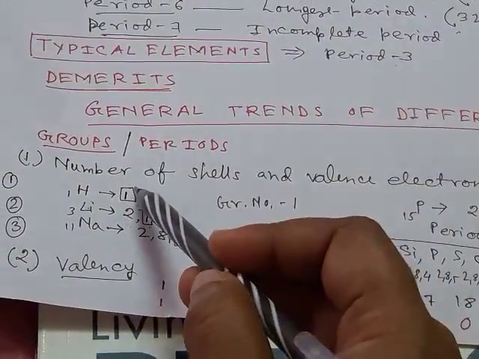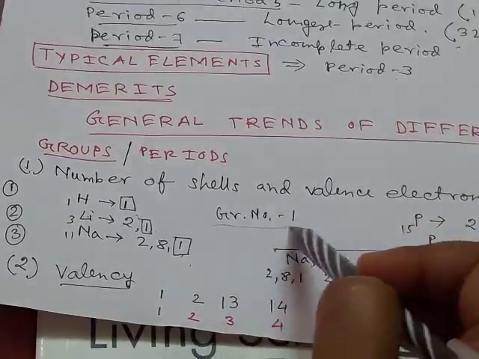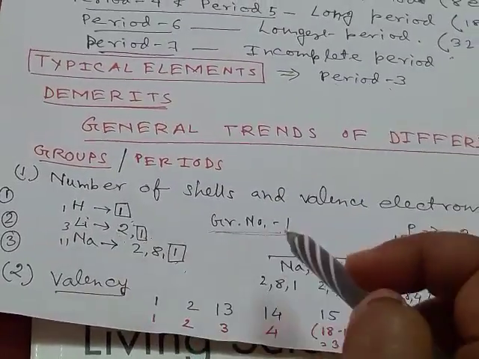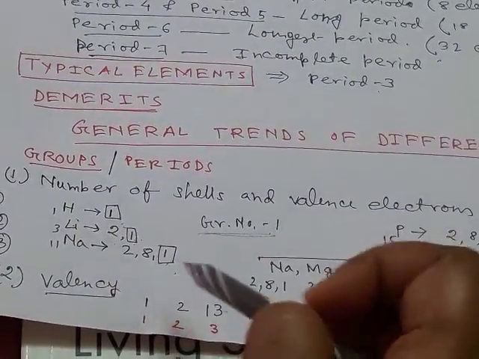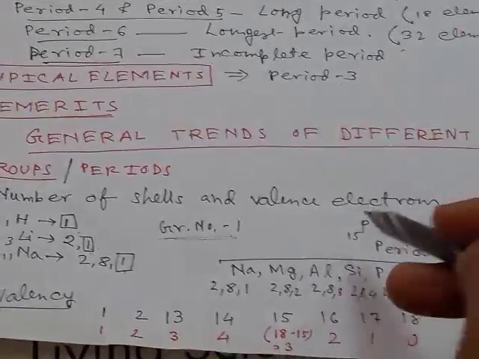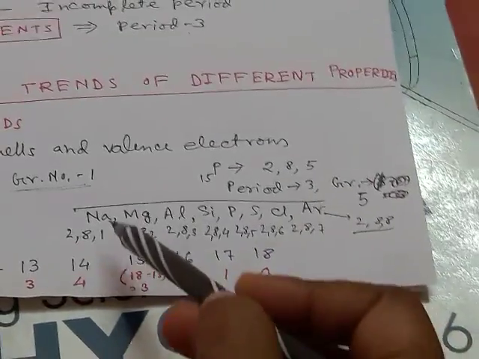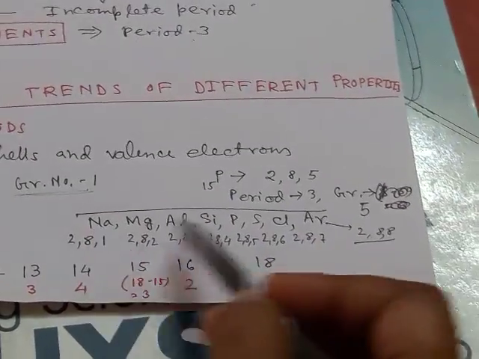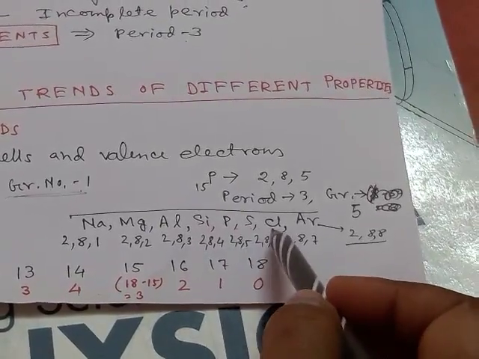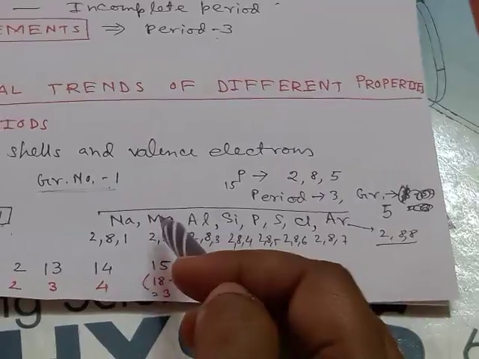As they have one valence electron, they are placed in group number 1. Similarly, for group number 2 elements, there will be 2 valence electrons. Now for period, if we see the elements of the same period, for example sodium, magnesium, aluminium, silicon, phosphorus, sulfur, chlorine, argon, they are in the same period, that is period 3.